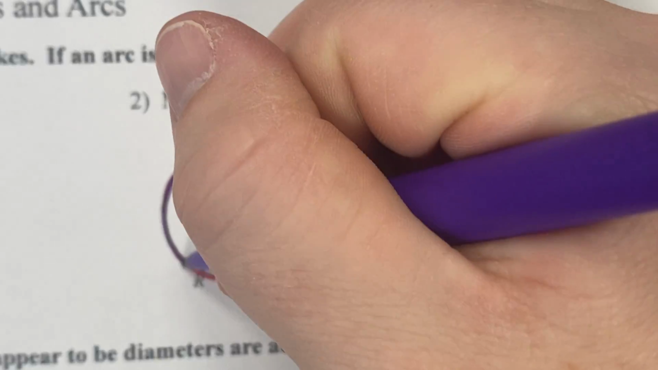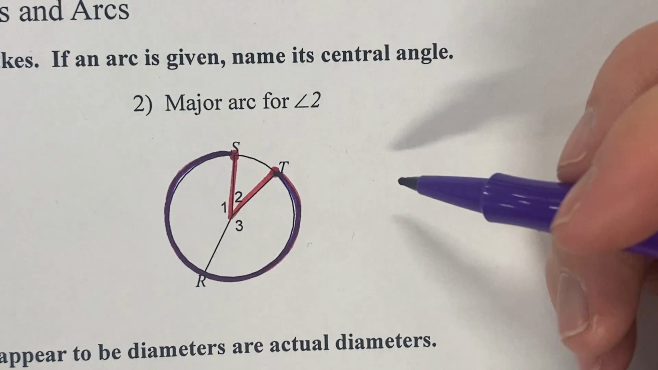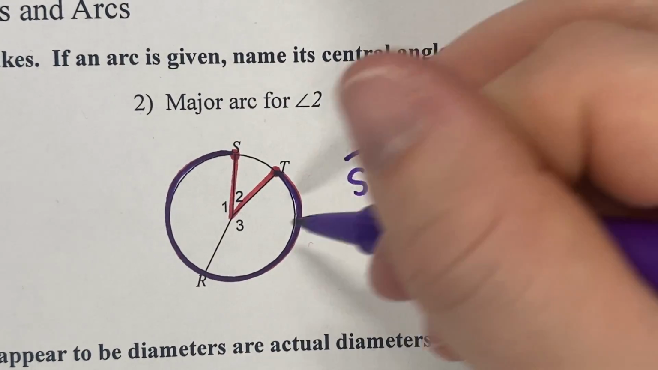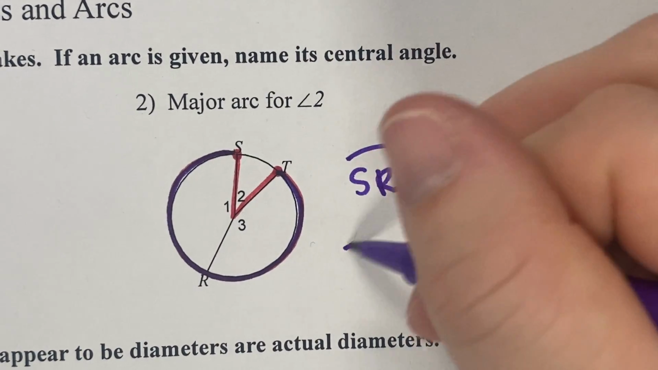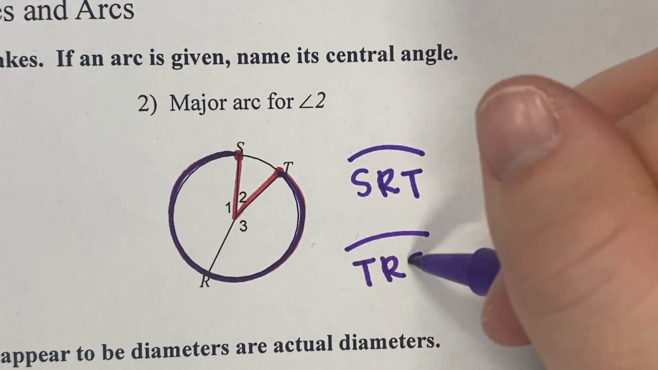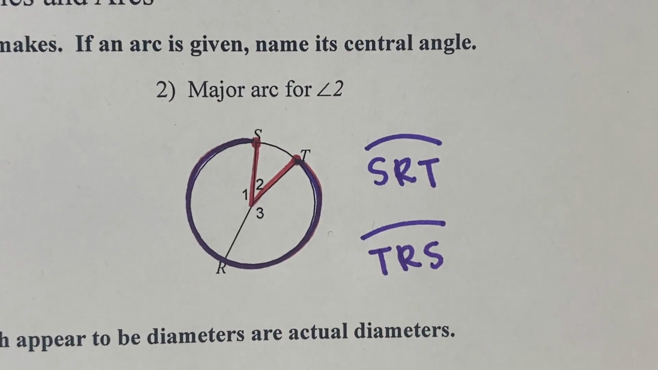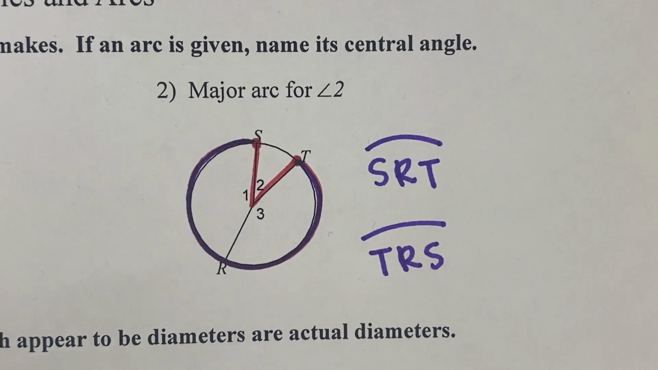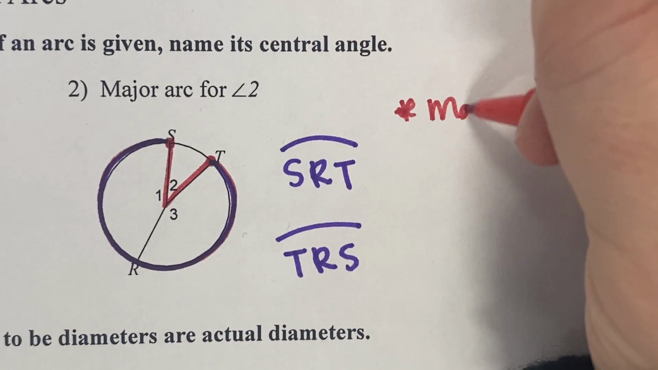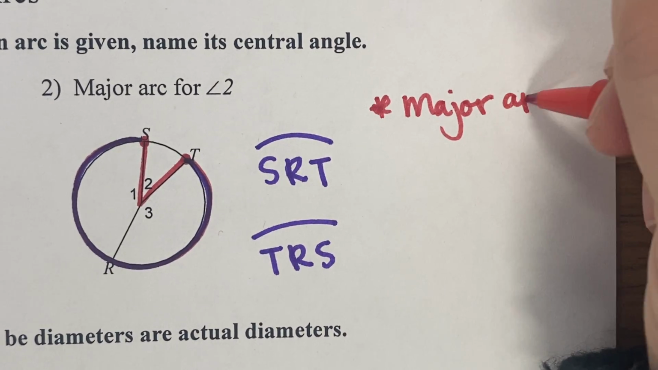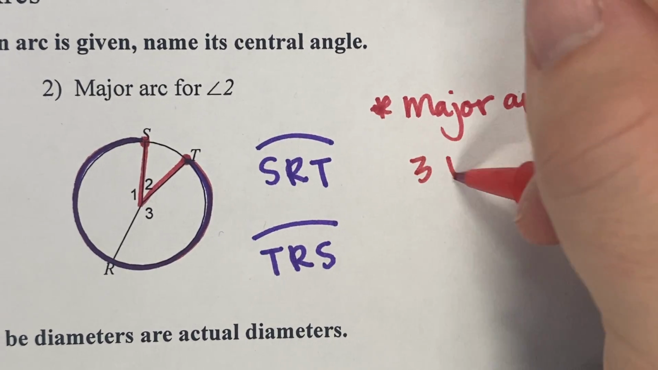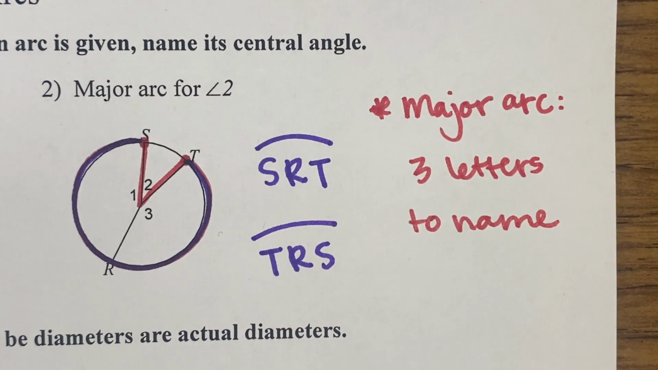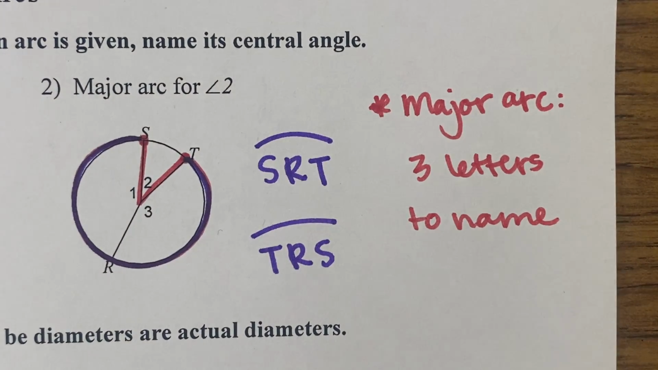So we have this arc right here with those 2 endpoints. We name that S, and then it goes through R, ends with T. You also could have started with T, goes through R, ends with S, same thing. So remember that the major arc, 3 letters. In fact, let's make that note on our paper. Whenever it's asking for a major arc, we use 3 letters to name. Okay, beautiful.